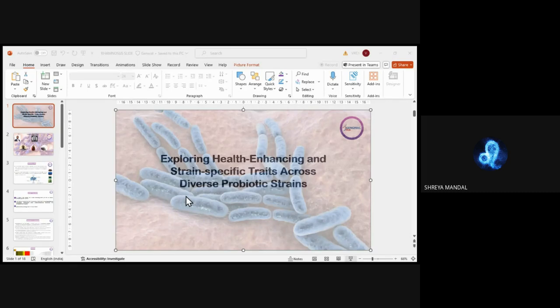It is a cohort-based study. It was funded, sponsored and organized by Genomac Hub, exploring the health enhancing and strength specific traits across diverse probiotic strains. Under this, our probiotic research group, under the mentorship of Mr. Stephen, David, me, and Izio Piora, have successfully completed the main study, and we are thankful to the CEO of Genomac Hub.